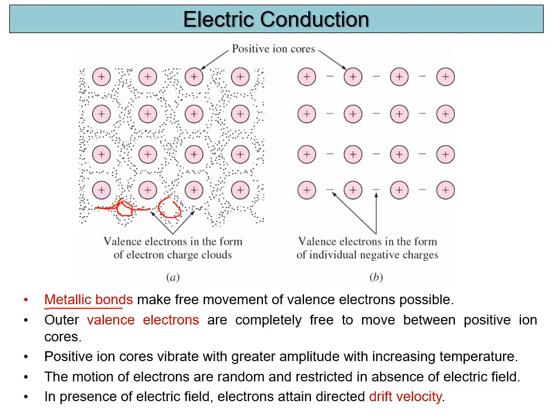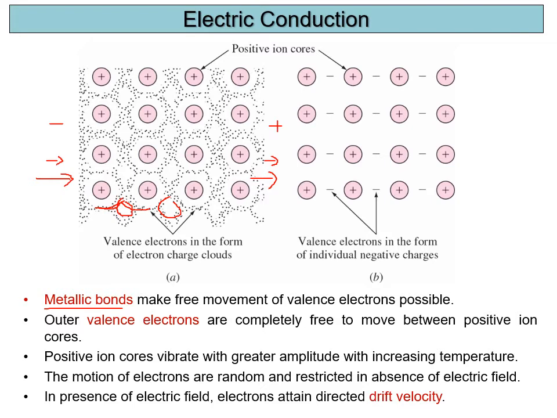But in the presence of an electric field, electrons attain a directed drift velocity. This is the direction of the electric field, so the free electron will move from this direction into this direction. Or we can say that by applying the electric field, with negative and positive sides, the electron will move to the positive side.